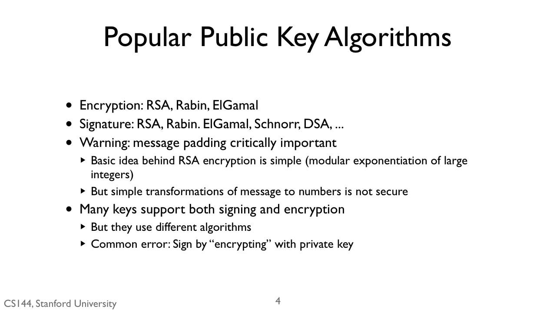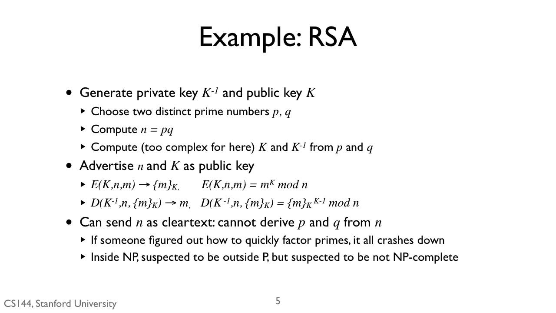However, simple transformations of a message to a number is not necessarily secure, so you have to be careful in how you use them. I gave one example of that earlier, how you have to add randomness. So generally speaking, it's good to use existing tested implementations of these algorithms rather than try to re-implement them yourself. Or you can re-implement them, but then don't use your implementation in a secure system. For many of these algorithms, we can use the same key for encryption and for signing. While they use the same key, though, they use very different algorithms. You can't, for example, sign a document by encrypting it with a private key.